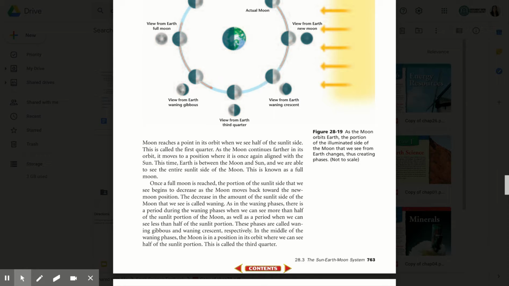Once a full moon is reached, the portion of the sunlit side that we see begins to decrease as the moon moves back toward the new moon position. The decrease in the amount of sunlit side of the moon that we see is called waning. As in the waxing phases, there's a period during the waning phases when we see more than half of the sunlit portion of the moon, as well as a period when we can see less than half of the sunlit portion. These phases are called waning gibbous and waning crescent, respectively. In the middle of the waning phase, the moon is in a position in its orbit where we can see half of the sunlit portion. This is called the third quarter.